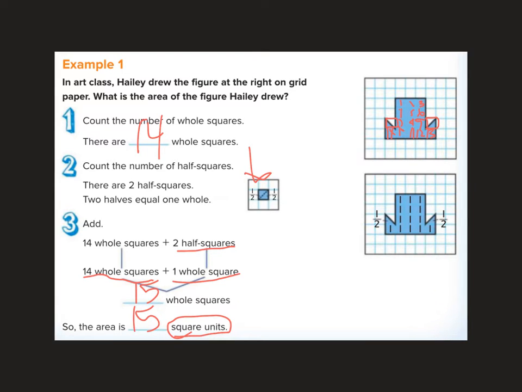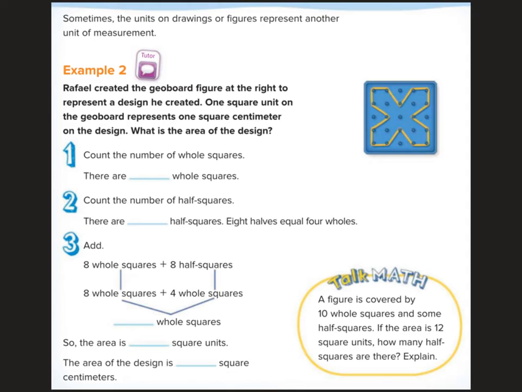Notice for perimeter, we just called them units. Now when we're talking area, we're calling them square units. The reason for that is because before, when we're doing the perimeter, we're just using part of the square, right? But when we're talking area, we're using the whole square. And so that's why when we're doing perimeter, we would just do feet, yards, inches. When we're doing area, we would be doing yards, and then we put a little 2 up there to show that we're talking about yards squared, inches squared, and so on. Okay, so sometimes the units on drawings or figures represent another unit of measurement.